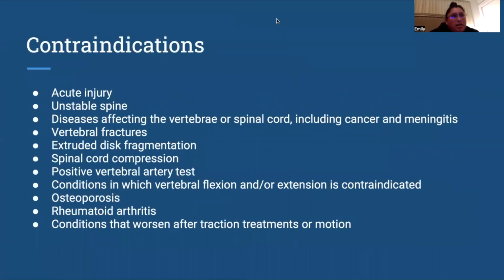And then there's going to be a list of the contraindications, precautions, and restrictions. So contraindications would be acute injury, unstable spine, any diseases affecting the vertebrae or spinal cord, including cancer and meningitis, vertebral fractures, extruded disc fragmentation, spinal cord compression, a positive vertebral artery test, conditions in which vertebral flexion and or extension is contraindicated, osteoporosis, rheumatoid arthritis, and then also conditions that worsen after traction treatments or motion.